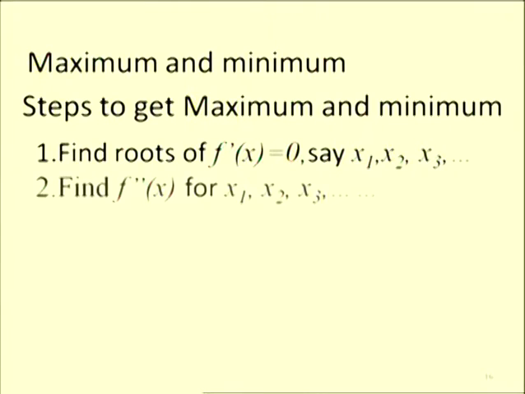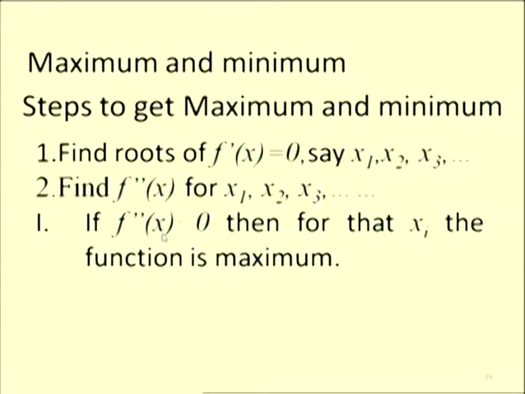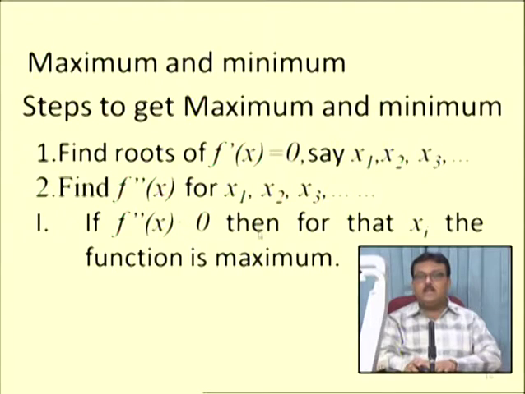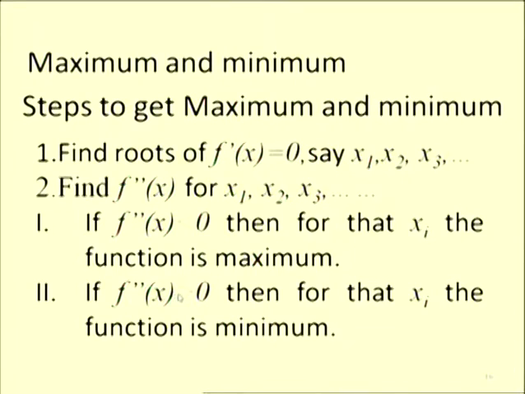So this is the second step. At these roots x1, x2, x3, we will find the value of f double dash x. F double dash x is the second order derivative of f x with respect to x. Now if this value of f double dash x is less than 0, meaning it is negative, the function is maximum for that xi. So if I take f double dash x1 and the value is negative, then I can say that at xi the function will be maximum. And if the value of f double dash x is greater than 0, then we can say for that xi the function is minimum. So these are two conditions.